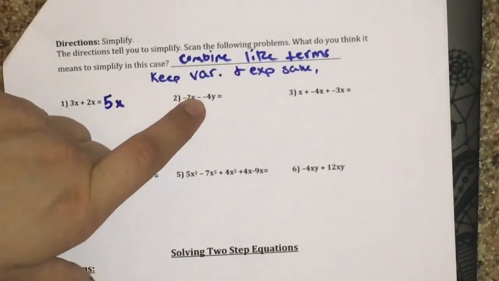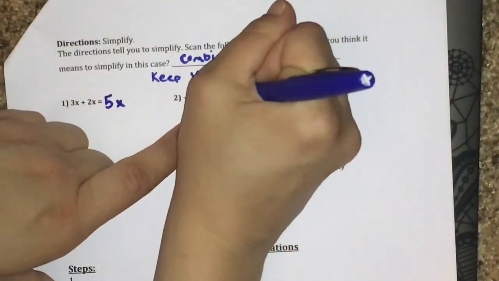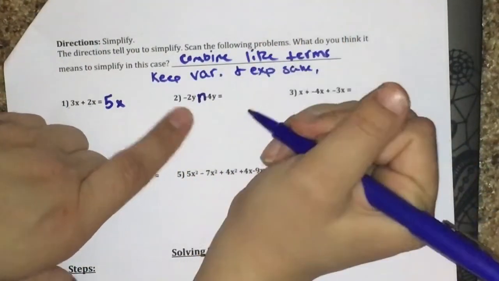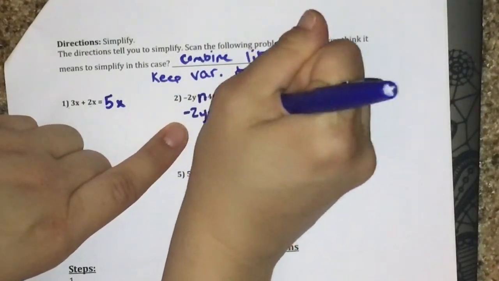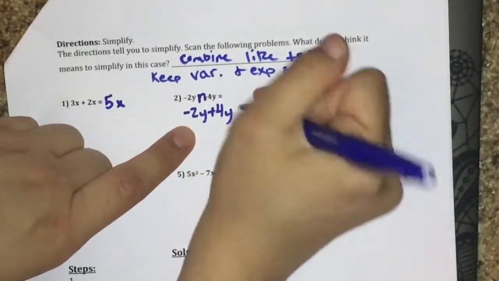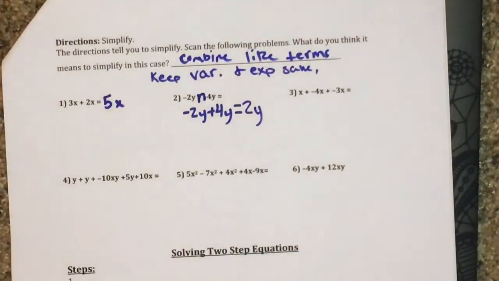Negative 2y minus negative 4y. We know that minus and minus changes to a plus. So negative 2y plus 4y, well negative 2 plus 4 is 2, and we leave the y's the same.